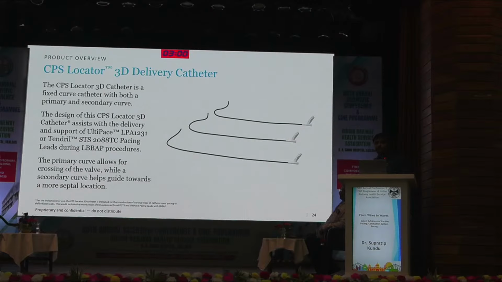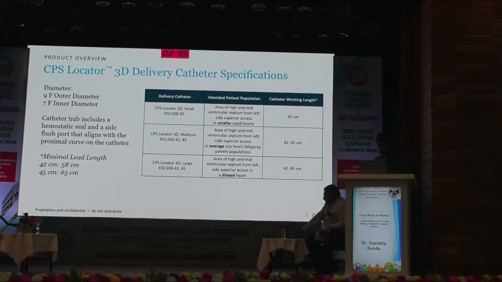The CSP locator 3D catheter is a fixed curve catheter with both a primary and secondary curve. The design of this CSP locator 3D catheter assists with the delivery and support of Ultipace LPA 1231 and Tendril STS pacing leads during LBBAP procedures. The primary curve allows crossing of the valve, while the secondary curve helps guide towards a more septal location.